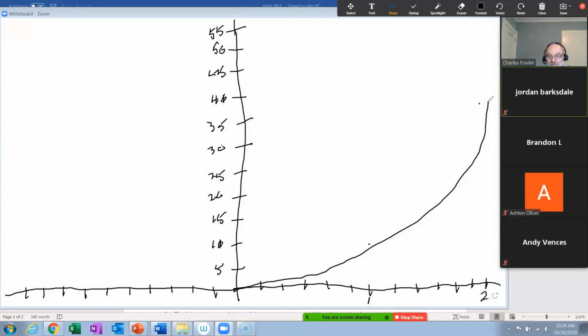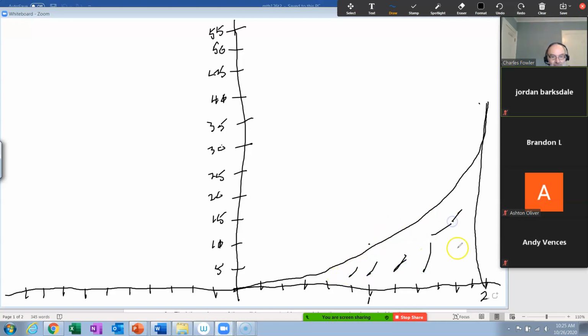y is equal to 0, that's the x-axis here. So we got that one. x equals 2, here's x equals 2 right here. Okay. y is equal to 0. Okay. So this is the region we're talking about right in here.